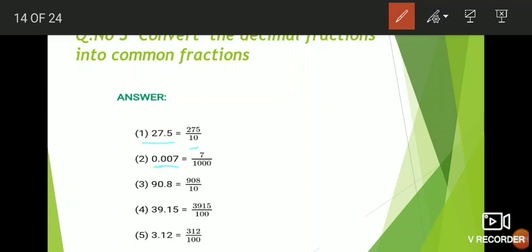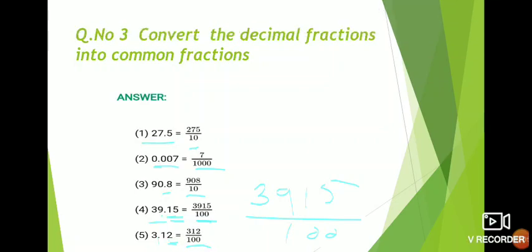Now 0.007 is there, ignore the decimal point and write it here. After the point how many zeros are there? Yes, 3 zeros are there, so we have to write 3 zeros after 1. Now here only one digit is there, that's why 908 upon 10. Now here 39.15 is there, students. After the point 2 digits are there, that's why after 1 we write 2 zeros and ignore the point in the numerator, that is 3915 upon 100. And here also the same thing, 312 we write, and after the point 2 digits are there, that's why after 1 we add 2 zeros.